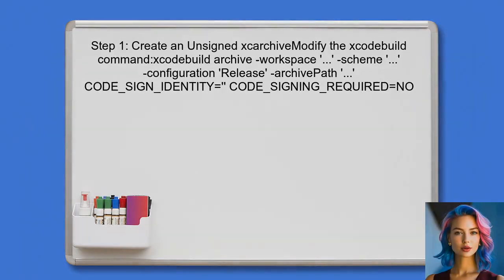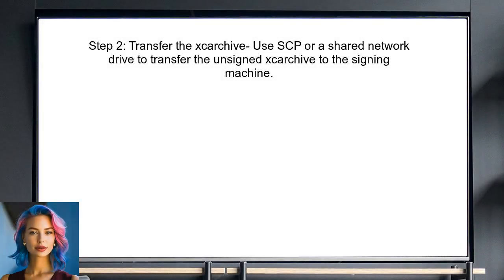To begin the process of building an unsigned Xarchive, the user should modify the Xcode build archive command. They need to add specific arguments to ensure the archive is created without signing. Once the user has created the unsigned Xarchive, the next step is to transfer this archive to the signing machine. This can be done using various methods such as SCP or a shared network drive.